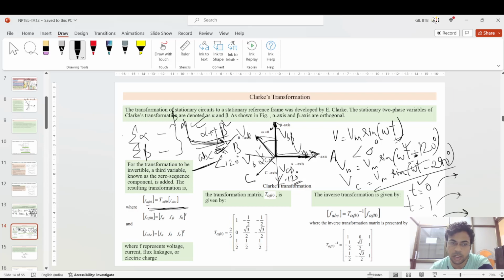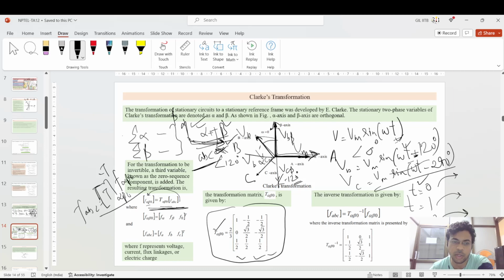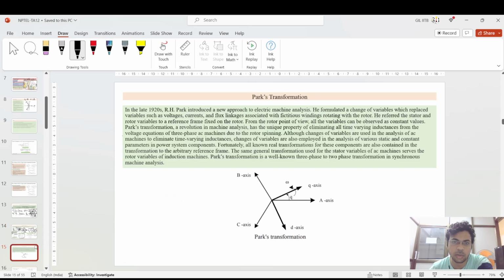Okay. So these are the transformation equations. If you see in the image below, f alpha beta naught is equal to T alpha beta naught multiplied by f ABC. This T alpha beta naught is the transformation matrix, that is a 2 by 3 matrix of 1, minus half, minus half, 0, root 3 by 2, minus root 3 by 2. So this is the transformation matrix, and you can also convert in the reverse fashion, that is, f ABC is equal to T alpha beta naught inverse times f alpha beta naught, because it's an invertible matrix.